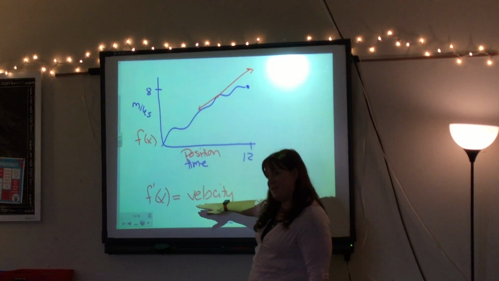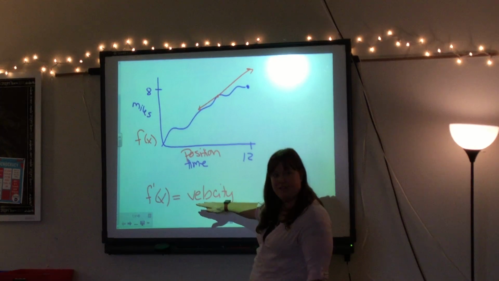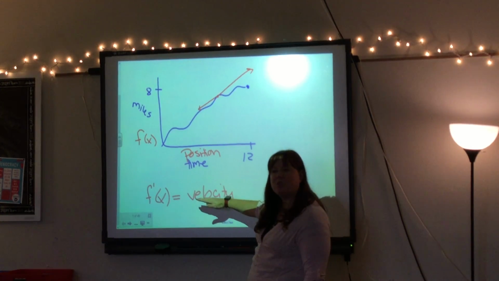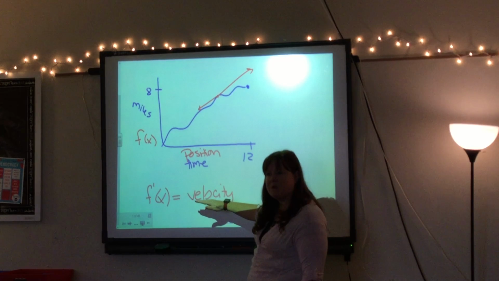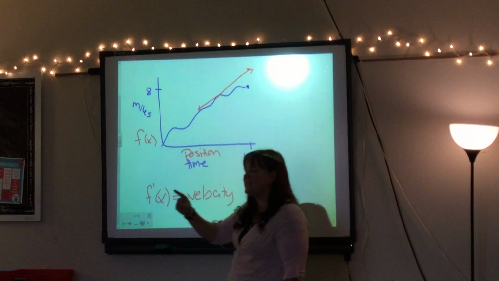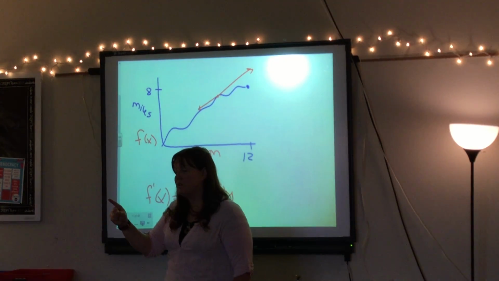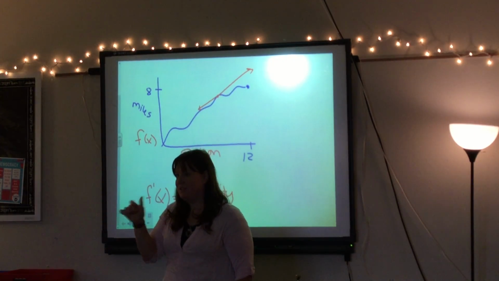The velocity is my derivative, right? What if I took the derivative of my velocity? What is that telling me? It's the velocity of your velocity. My instantaneous rate of change of my velocity.